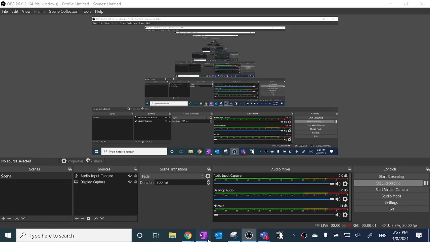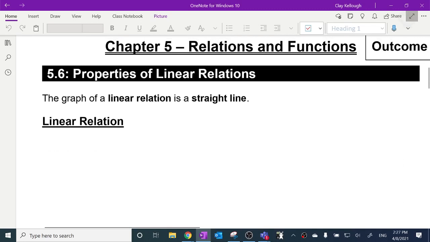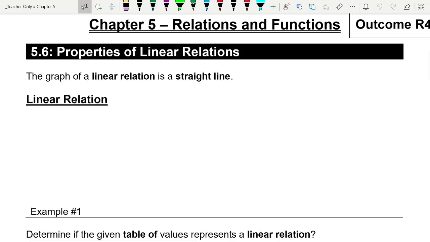Okay, I'm recording now, and let's start 5.6. 5.6 and 5.7 are basically the same idea, just split into two sections.